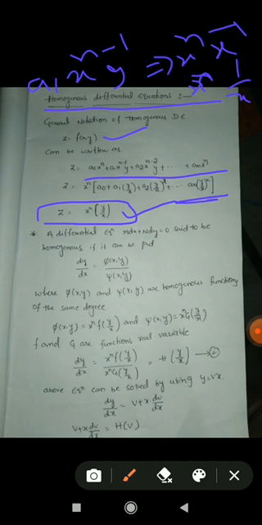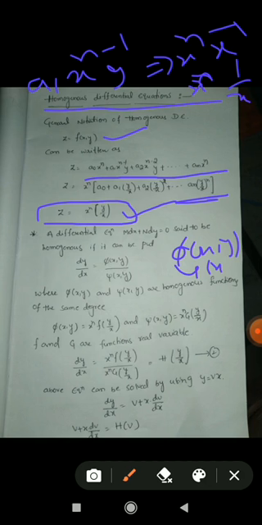Now let us discuss how to solve a homogeneous differential equation. So now we will take two functions, phi of x comma y and psi of x comma y. Similarly, we write z equals x to the power of n into a function of y by x.